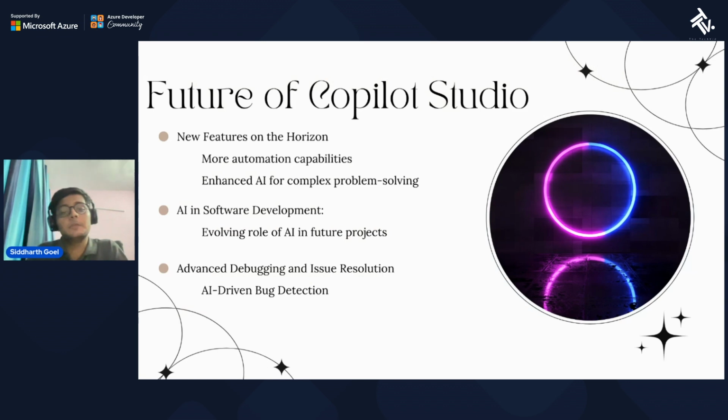Now let us discuss some scope for the future of Copilot Studio. With the future of Copilot Studio, we can expect some more automation capabilities and enhanced AI for complex problem solving. So this is how we can see the future of Copilot Studio. Then next comes AI in software development, the evolving role of AI in future projects. AI's influence on development is only growing, and it's becoming integral to every part of the process, from coding to testing to deployment, ensuring higher efficiency and quality.